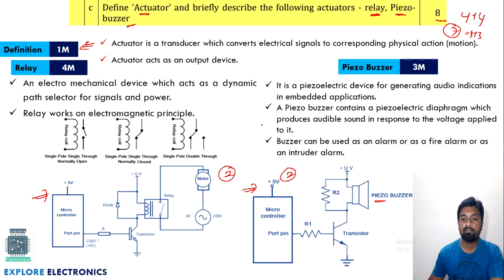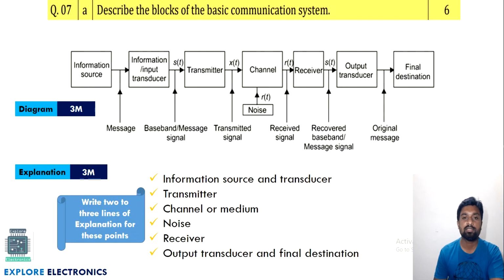and extra only 1 mark, and 1 mark or 2 marks for explanation. By looking at the marks, you can write the explanation, what is required. Describe the blocks of a basic communication system.